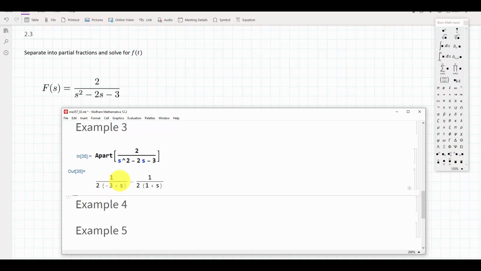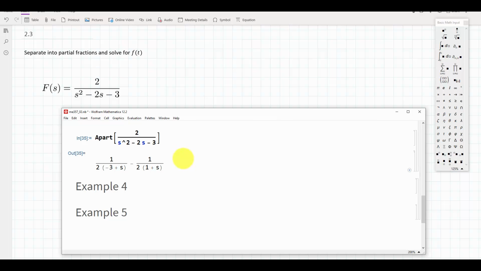A thing I don't love about Mathematica is how it presents these. When we have variables, it's usually doing it in ascending powers of, let's say, s here, instead of descending powers of s like we would normally write it, like I wrote it over here. I don't know if there's a way to change that or not by default, but when we write it out by hand, we would probably rewrite this as s minus 3 and s plus 1 instead of the way it's presenting it here. So not the best feature in Mathematica, but we'll live with it.